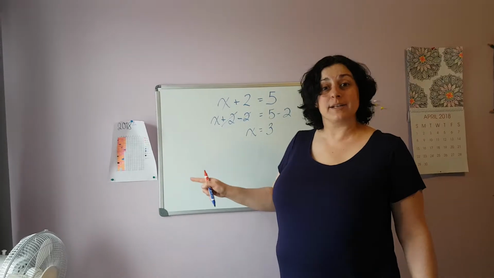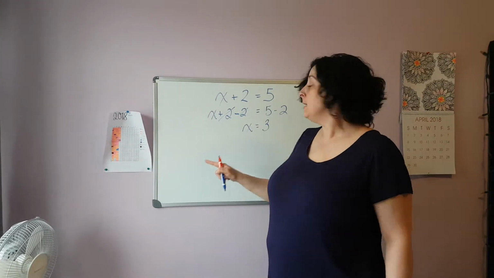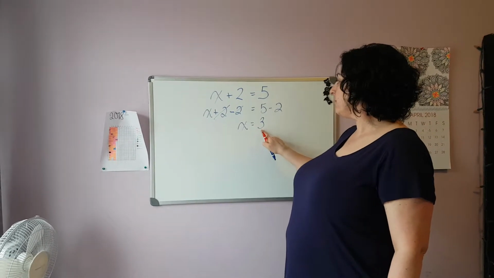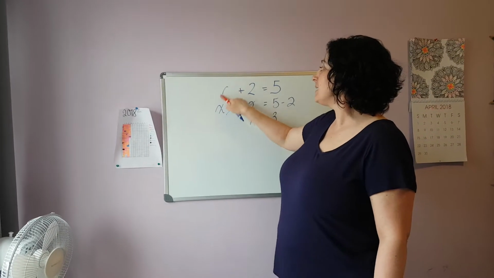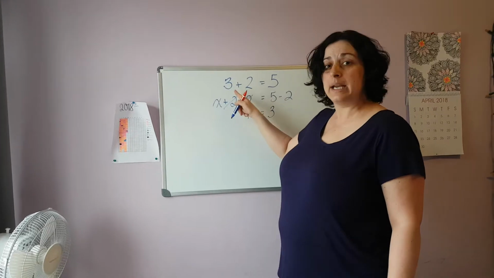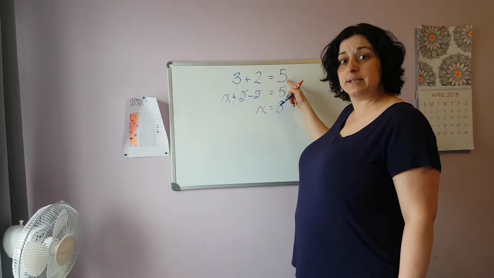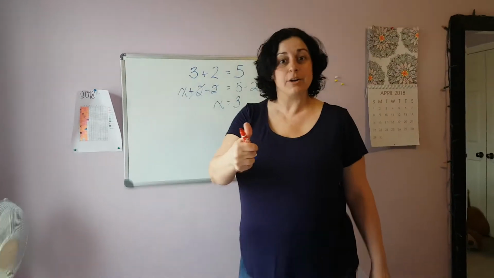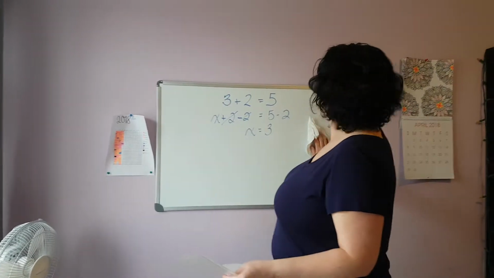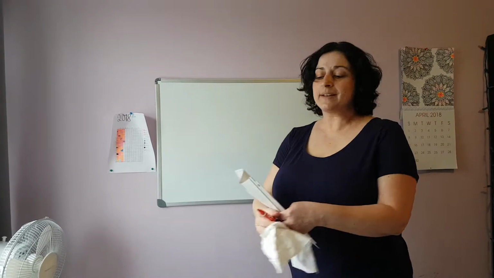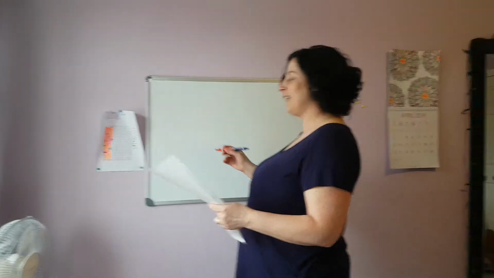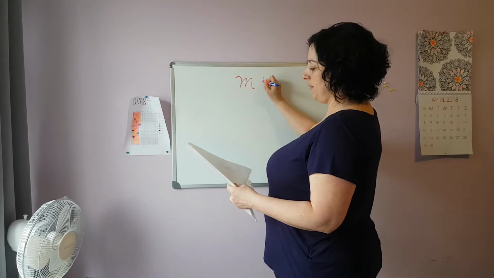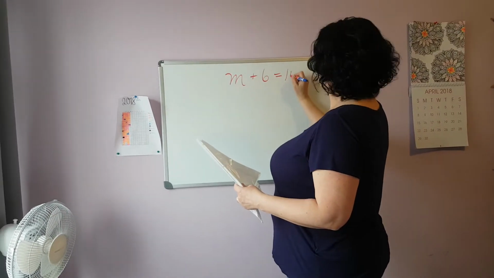The way to check your answer is this, to see if you are right. If x equals 3, and I go back up to my original equation, and I take out the x, and I put in the 3, does my number sentence make sense? 3 plus 2 is 5. That's how you know you got the answer right. Okay, let's try another one. I'll write it out and then you can try it on your whiteboards. I think this time instead of an x, I'll use an M, just for Mira. M plus 6 equals 10.